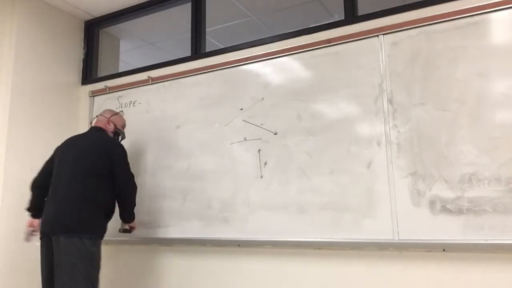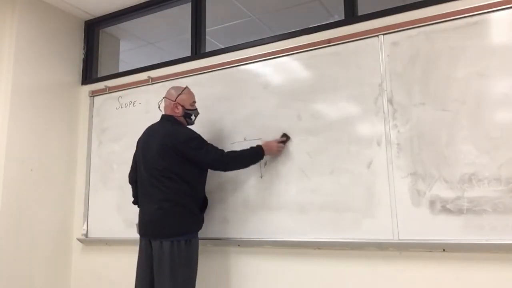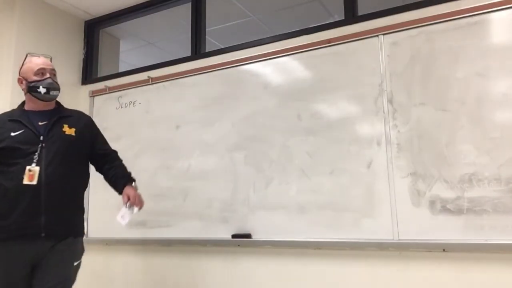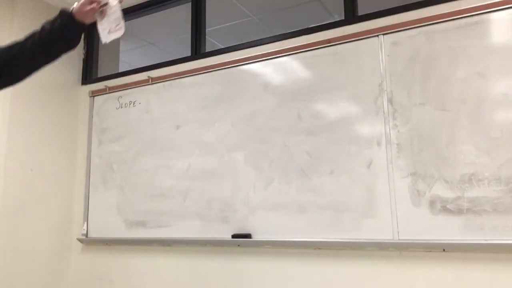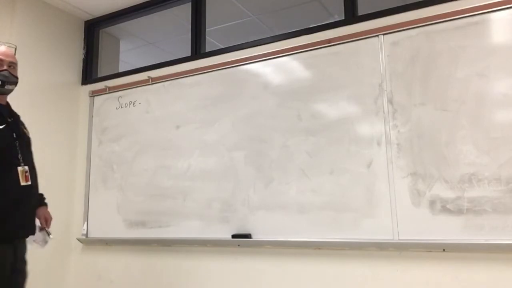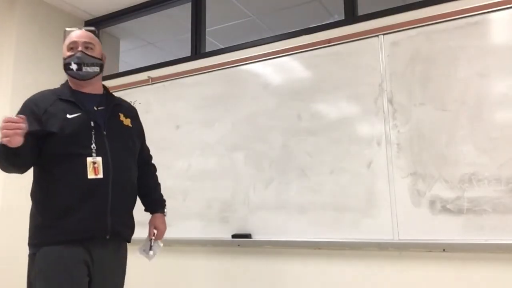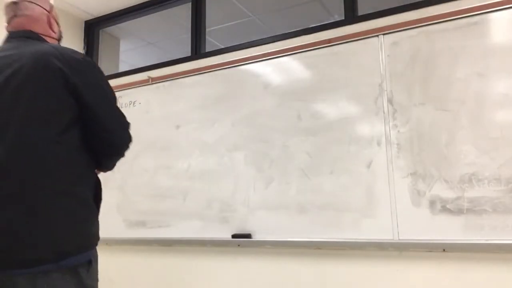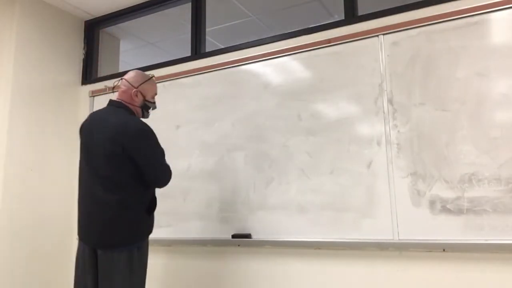We also talked about the equation for slope, which is rise over run. Yes, but the equation we used yesterday is y sub 2 minus y sub 1 divided by x sub 2 minus x sub 1, which is the change in y over the change in x. Okay? All right. What I need you to understand today is this.